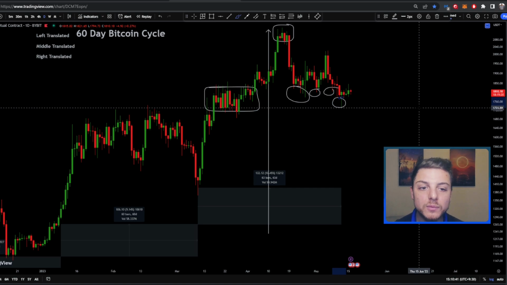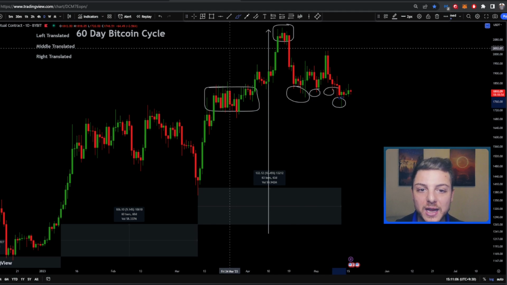So I can use support and resistance coupled with this 60-day Bitcoin cycle telling me that we're right-hand translated. We have a high probability of continuing to the upside. We're right now at a support level, which we have a high probability of continuing to the upside. So it just gives me the direction of where I have higher probability trades to trade in the future. And that's what's so key about this 60-day cycle.